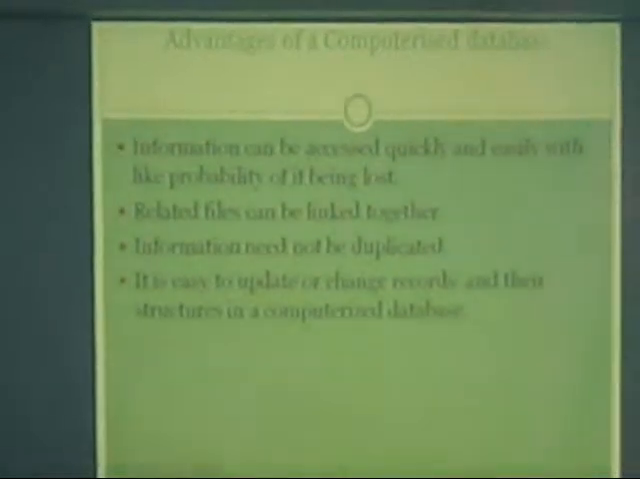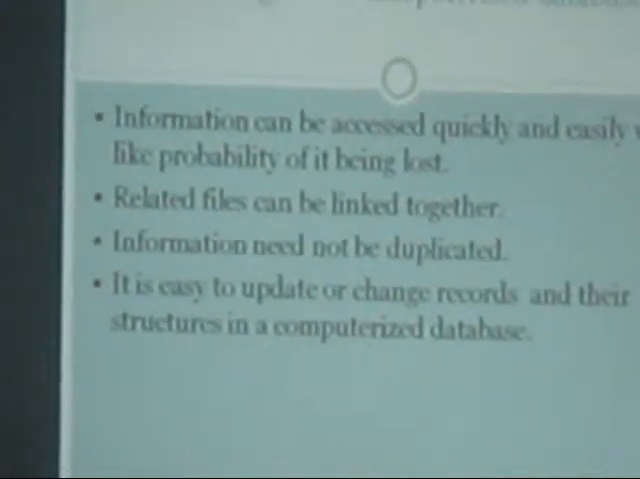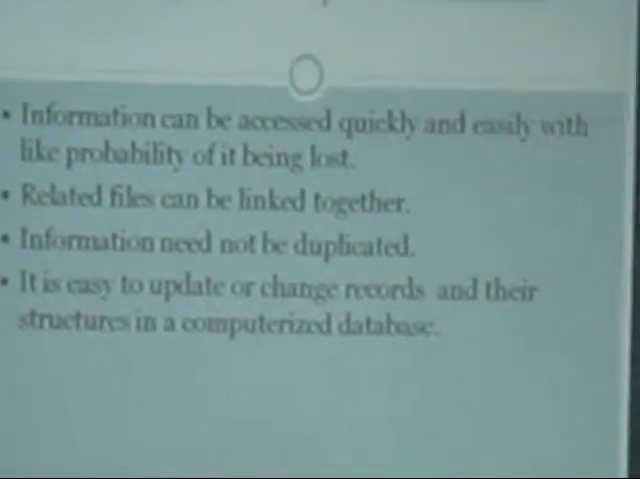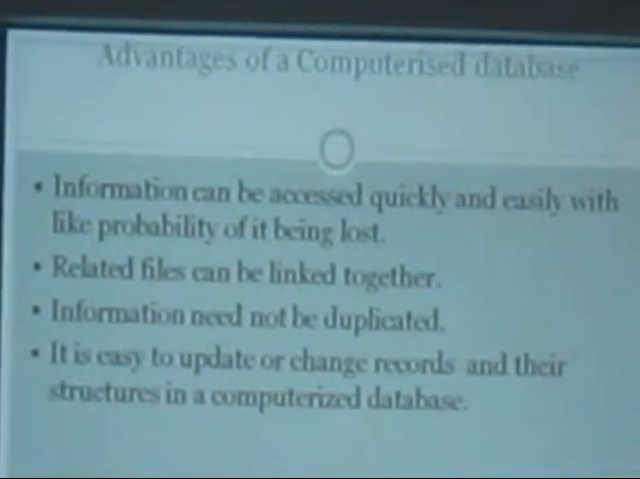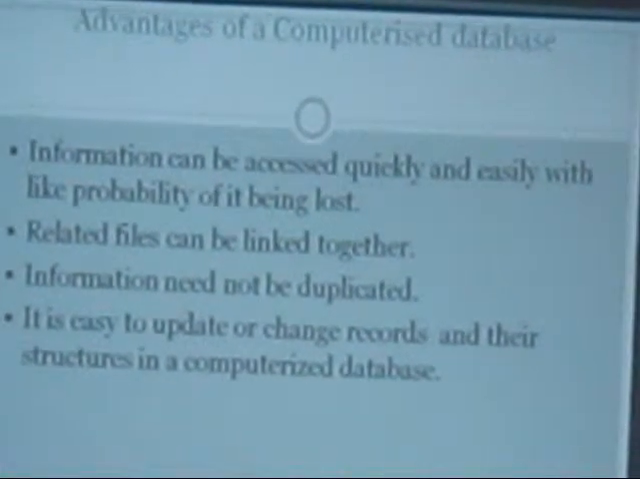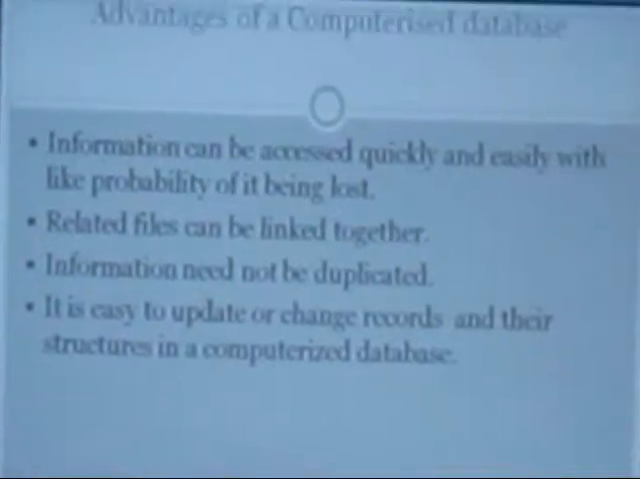We're going to look at some of the advantages now of the computerized system. Information can be accessed quickly and easily with little probability of it being lost. Related files can be linked together. Information need not be duplicated. It is easy to update or change records and the structures in the computerized database.